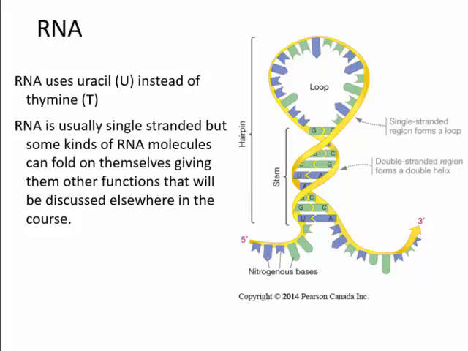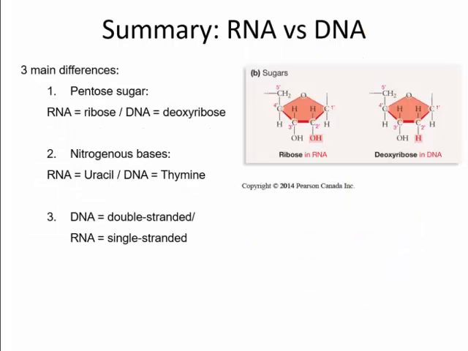Okay, so a few things to take with you. Differences between RNA and DNA. RNA is ribose, DNA is deoxyribose: two OHs, one OH. DNA is missing the 2' OH. Nitrogenous bases: RNA uses uracil, DNA uses thymine. All the other nucleic acids are the same. DNA is usually double-stranded, and RNA is usually single-stranded. So a few little factoids there.